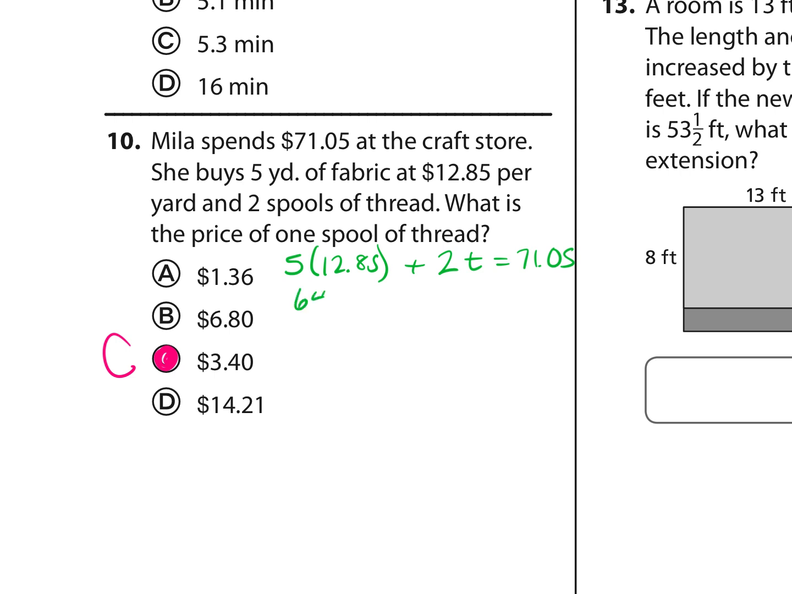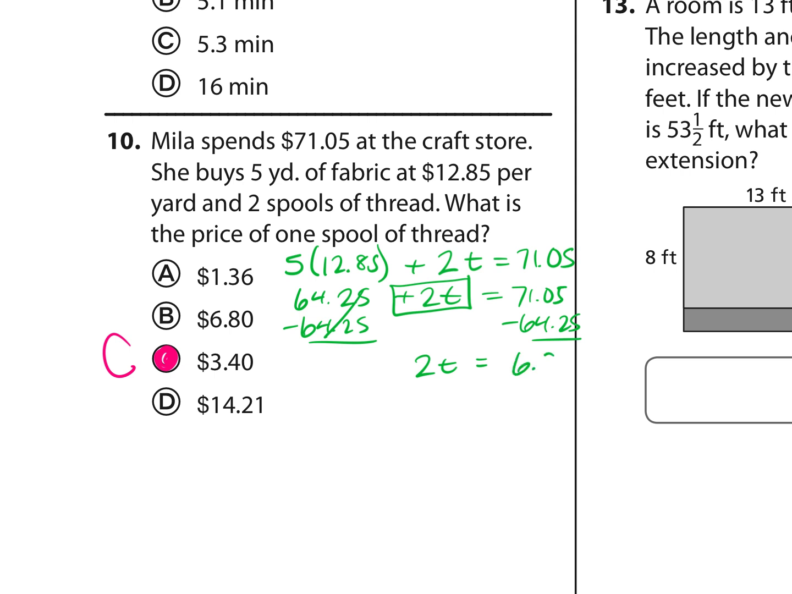We get $64.25 for the fabric. And now we're going to solve a 2-step equation. We're going to subtract the cost of fabric to find what the cost of 2 spools of thread are. And we get that the 2 spools of thread are $6.80. So let's divide by 2 to find the cost of 1 spool of thread, which is $3.40.